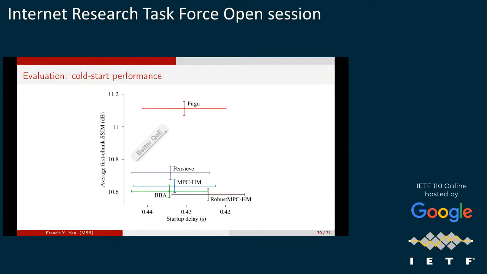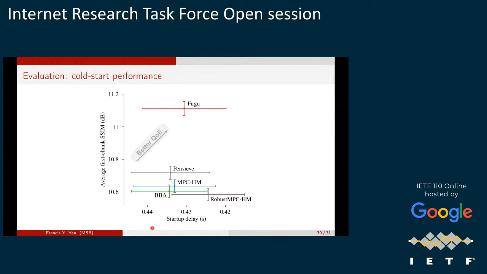Let's now move on to their cold start performance. That is, how well they perform in new sessions, which they hadn't streamed any video to. We plot the average video quality of the first chunk served in such new sessions on the y-axis, and the startup delay on the reversed x-axis.